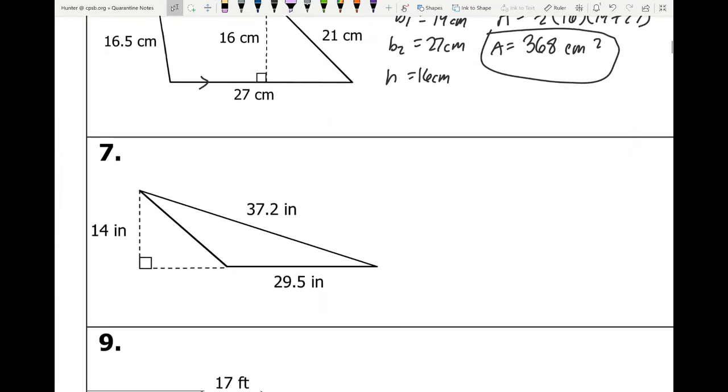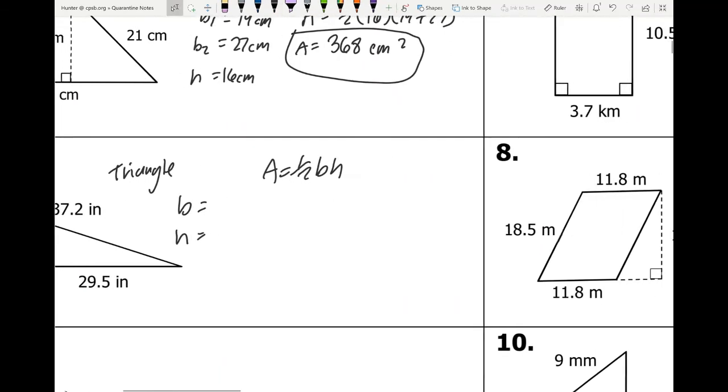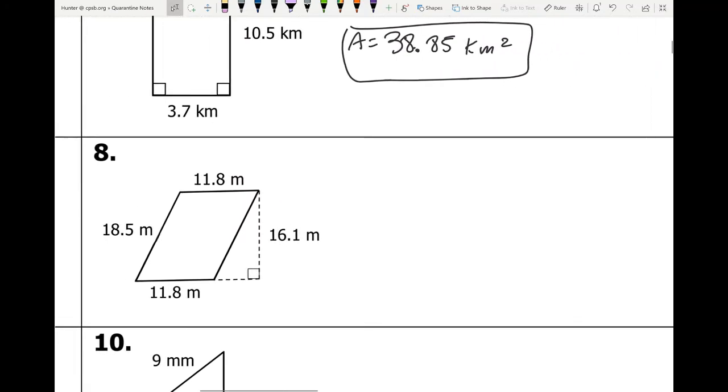Next, we got another triangle. Okay, I'm going to leave this one for you to do, but you're going to need to find the base, and you need to find the height, because our formula for triangle is area equals 1/2 base times height. You got it? Trust you got it.